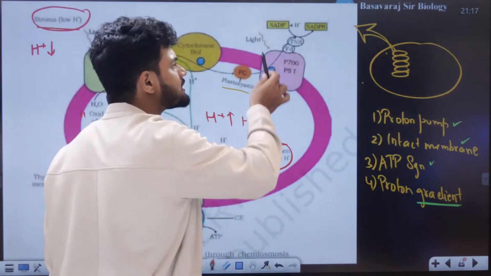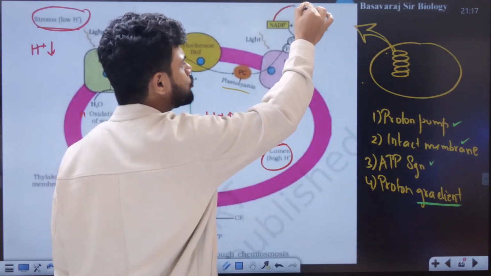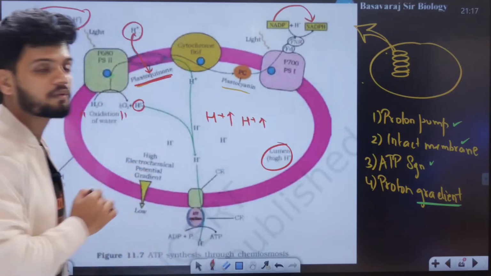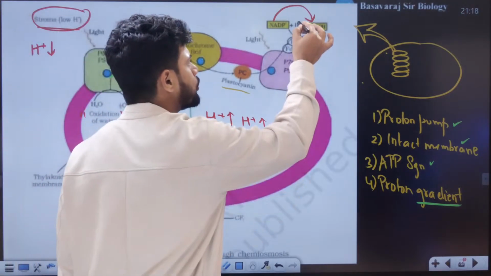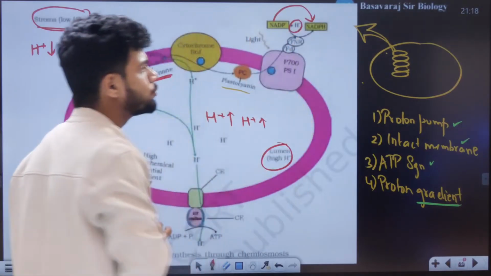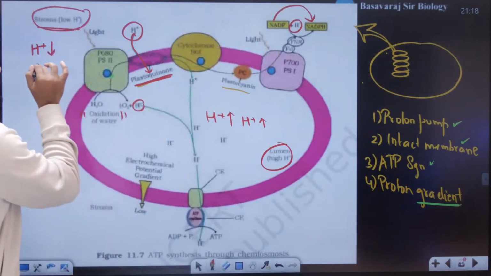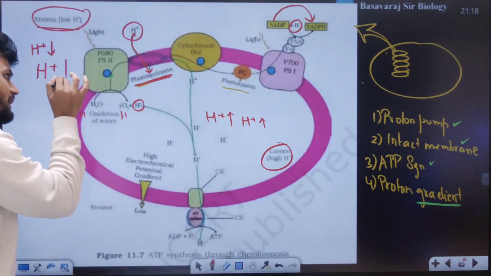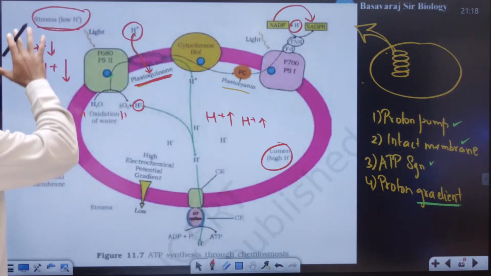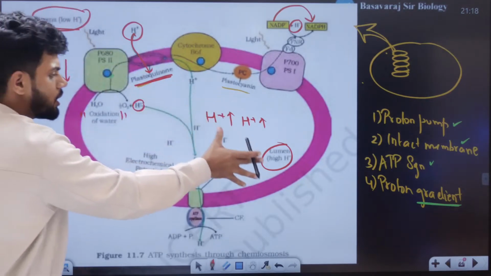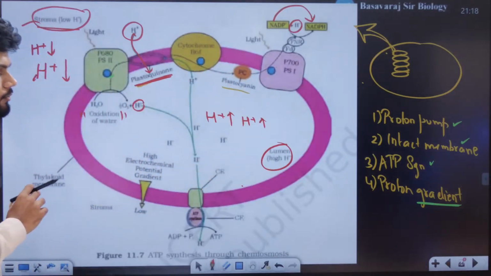In the final step, did I tell you NADP plus is getting reduced to NADPH? Reduction is happening, and in this reduction, I told you one proton is being used here. So the H plus concentration is again decreasing because of that usage in the stroma. The protons in the stroma are decreasing, the protons in the lumen are increasing, and we have the proton gradient.